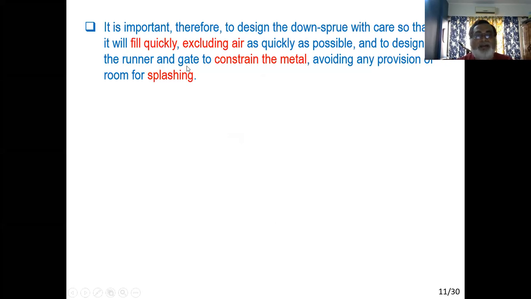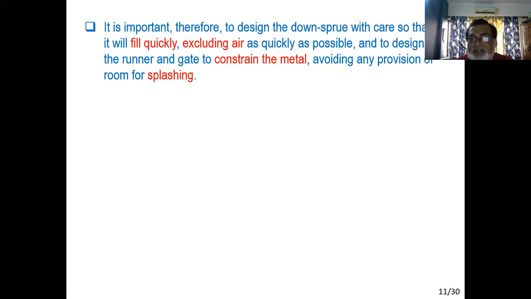Then we have a runner and gate. The liquid will be contained through this runner and gate. Contained means there will be no chance of movement of the liquid metal through this narrow channel, so that no splashing will be allowed. So we have a sprue whose purpose is to fill the liquid metal very quickly, so that there is no air inside the liquid. When the liquid metal enters the horizontal channel, which is the runner, it cannot move because of the narrowness of the runner and the narrowness of the gate.